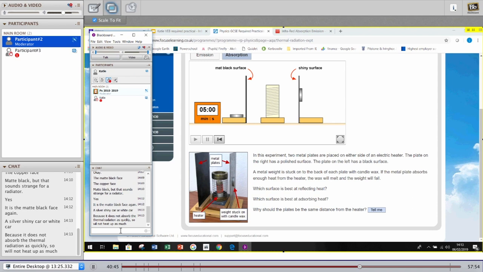Yeah, so it doesn't absorb the thermal radiation as quickly, so it doesn't heat up as much. Okay, so sitting in a black car in the middle of summer can be really unpleasant because it absorbs so much thermal energy that it just gets very, very hot.